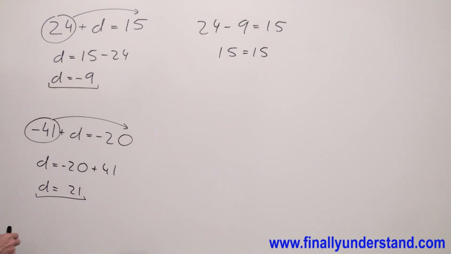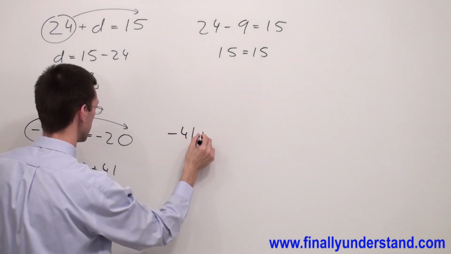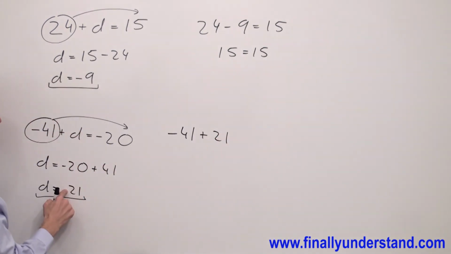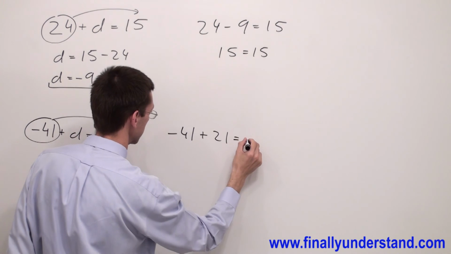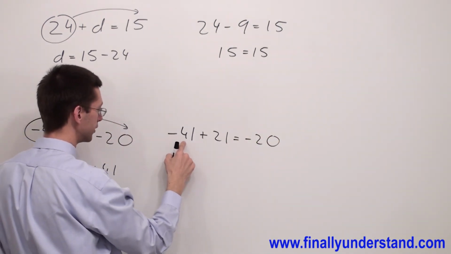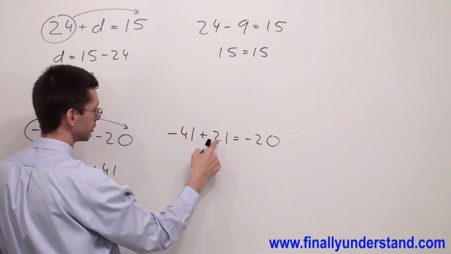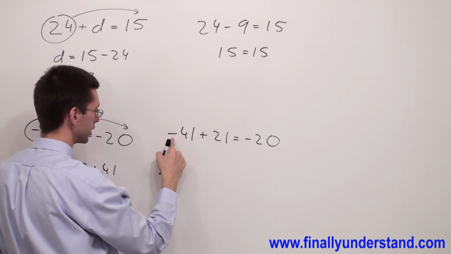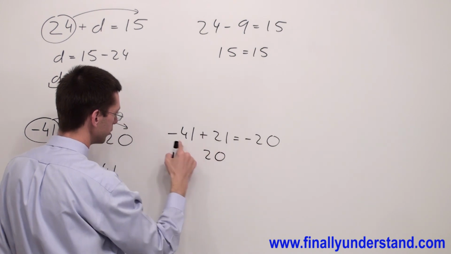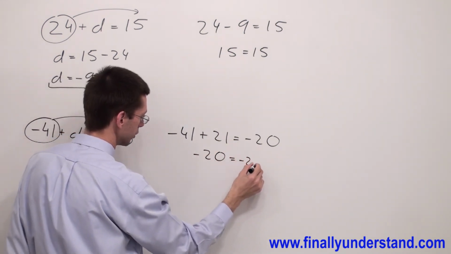Let's verify this answer. I'm going to have minus 41 plus 21. I have to replace d by 21, equals negative 20. Again, anytime you add a negative number to a positive, you're supposed to perform the subtraction: from the bigger number, subtract the smaller number, and keep the sign of the larger number. 41 minus 21 is 20. Keep the sign which is next to the larger number, and I have minus 20.